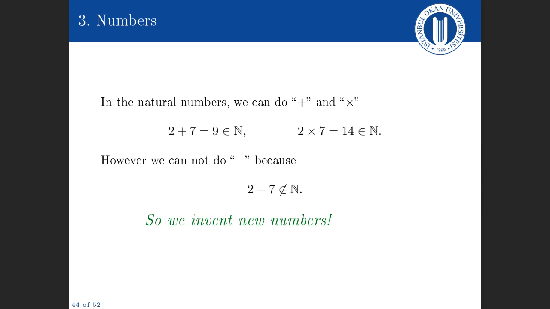In the natural numbers, we can do two operations. We can do addition and we can do multiplication, and we still have a natural number. 2 plus 7, that's natural number plus natural number, is equal to 9, which is a natural number. And 2 multiplied by 7 also gives us a natural number. But we can't do subtraction in the natural numbers because sometimes, if we do 2 minus 7, we don't get a natural number. So what do we do? How do we solve this problem? So we invent new numbers.